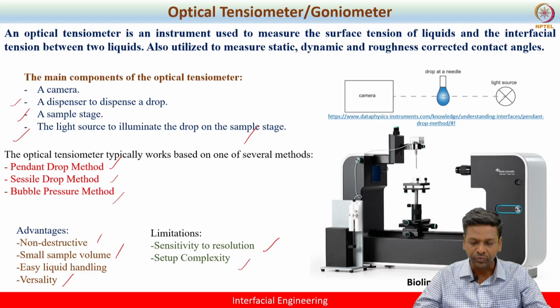So how does it work? It has a camera and a light source, and you have a needle filled with the liquid of your interest. If you want to perform the pendant drop method, one has to slowly generate a droplet. When you generate a droplet, there are two forces acting on it. One is the gravitational force, and the other is the surface tension force. Because the liquid wants to wet the surface, it will be strongly held by the needle at the tip of the needle. On the other hand, gravity is acting downward.